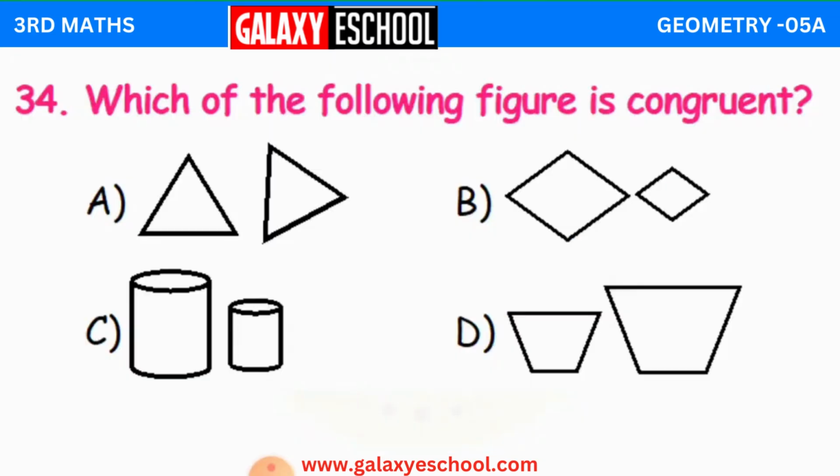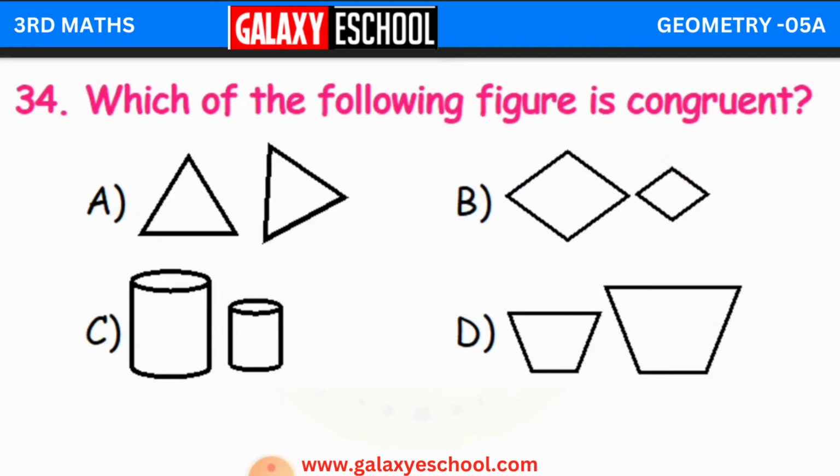Hello children. So we are discussing multiple choice questions from the chapter geometry, right? Coming to the first question, question number 34. Which of the following figures is congruent? Now what does this congruent mean? Congruent means those figures that are the same in shape and size.